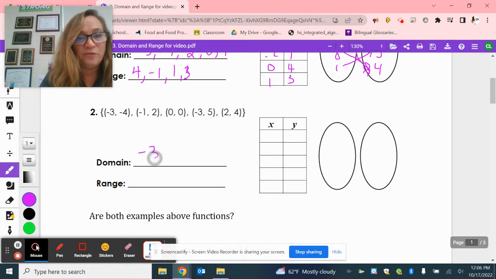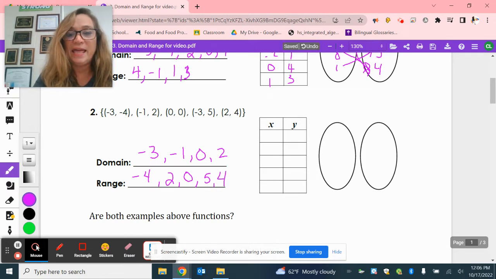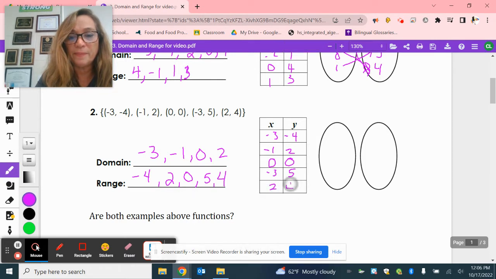Okay, so the domain is -3, -1, 0, and 2. I already wrote -3, so -3, -1, 0, and 2. And then the range is -4, 2, 0, 5, and 4. Again, I'm just copying it: -3, -4, -1, 2, 0, 0. That's the origin. -3, 5, and 2, 4.